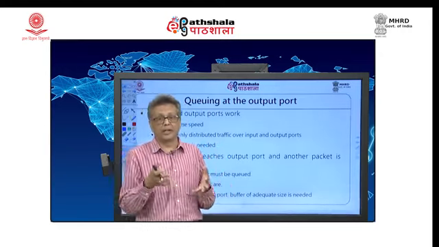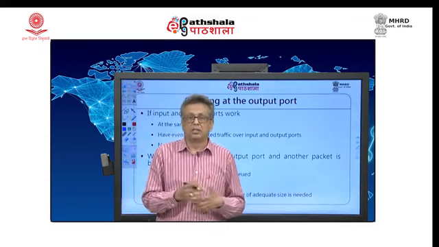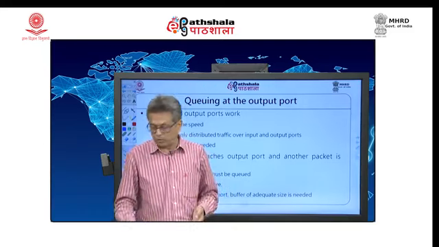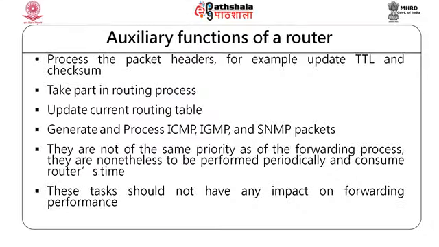Okay. So, when they are competing for output, you need adequate size of buffers, and the faster the forwarding process is, obviously more packets are flowing in, more packets are going out, and you need more adequate number of buffers there. And there are some auxiliary functions of a router which we will talk about. Obviously, process the packet headers and look at the time to live field and make sure that if time to live is 0, then it is dropped.